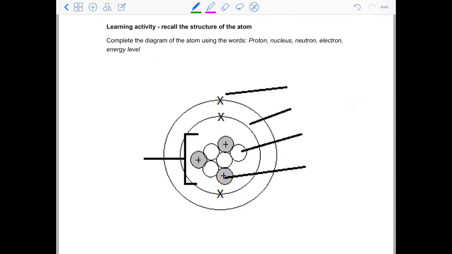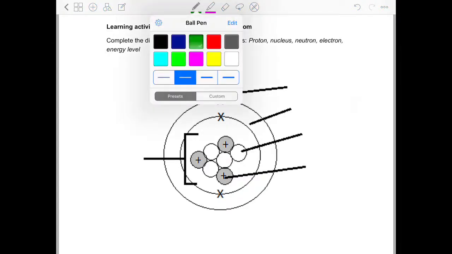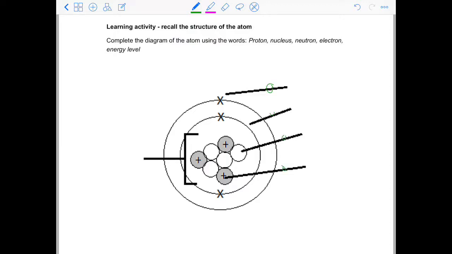All right, now that you've watched those videos and you have a better understanding of how an atom is put together, I would like you to give a go at labeling this atom. You'll see there are 1, 2, 3, 4, 5 things you need to label, and there are 5 words here that you need to label: proton, nucleus, neutron, electron, and energy level. I'd like you to pause the video, draw this out if you don't have it in your booklet. You will need practice drawing them out anyway, so that's fine. So draw it out and then label it as you need to. We'll go over the answers in a minute.